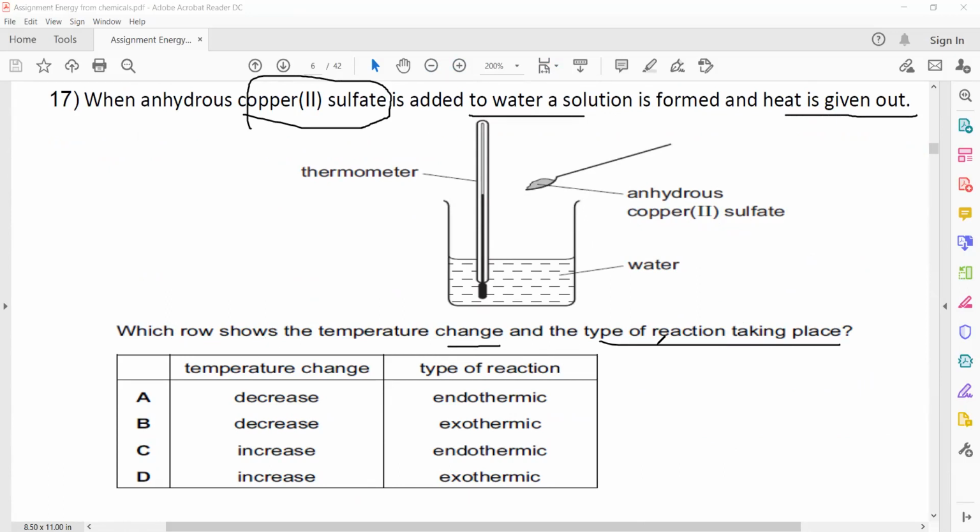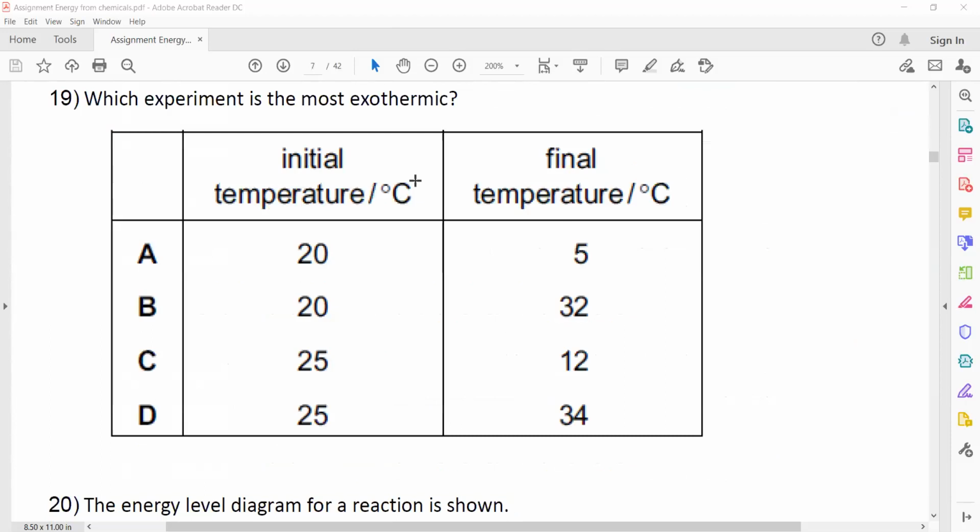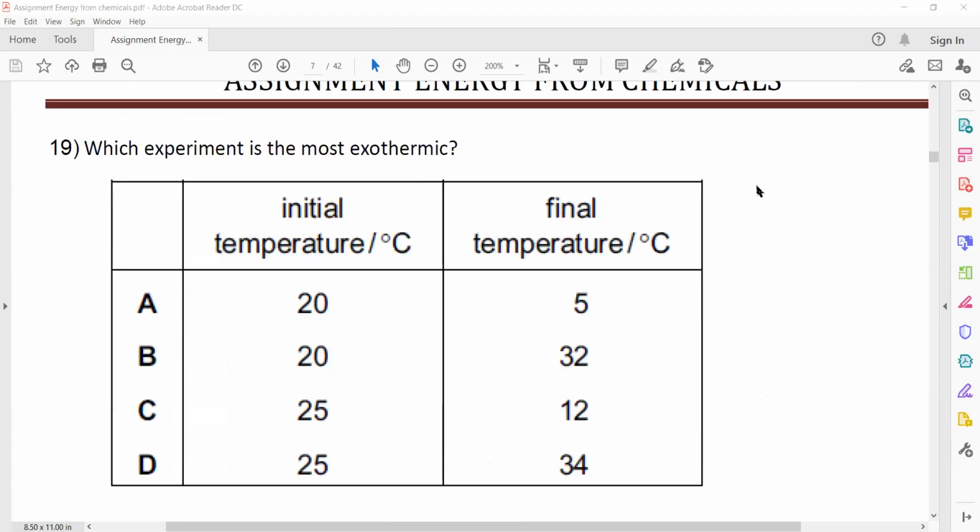Which row shows the temperature change and type of reaction? Because energy is released, when the reactant particles react they give out energy to form a product. So as the energy is released, the reaction should be exothermic. And what happens to the temperature change? The temperature will increase. Is it clear?